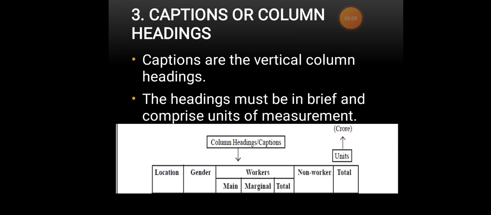So that is known as captions. What will be the captions in your marks list? The captions here will be the subject names, maybe economics, maybe business, maybe accountancy, maybe Kannada, maybe English, maybe computer science, basic maths. All these things will be the column headings, which are also known as captions.